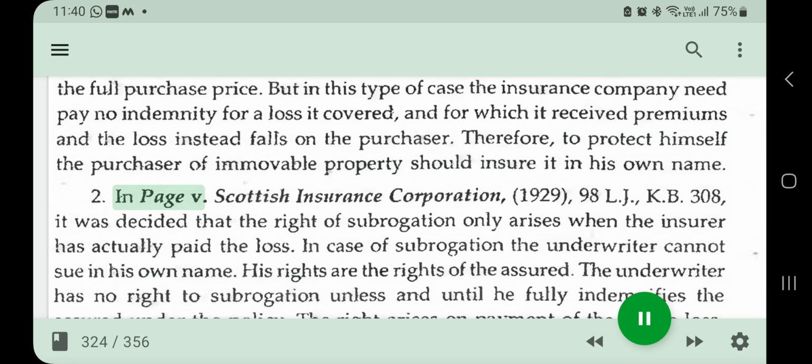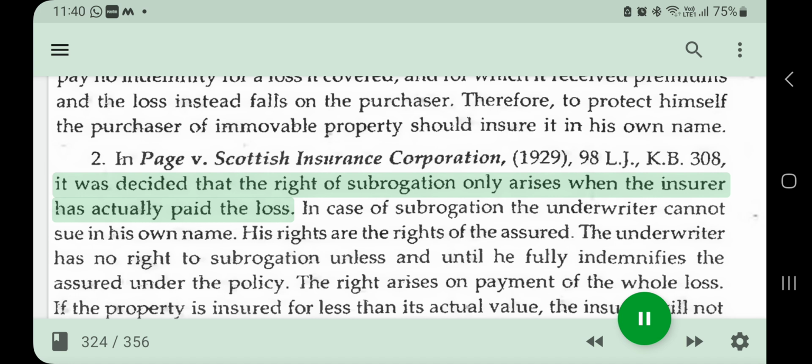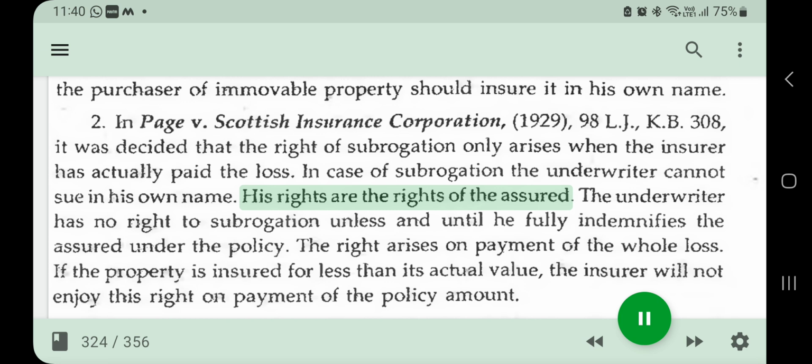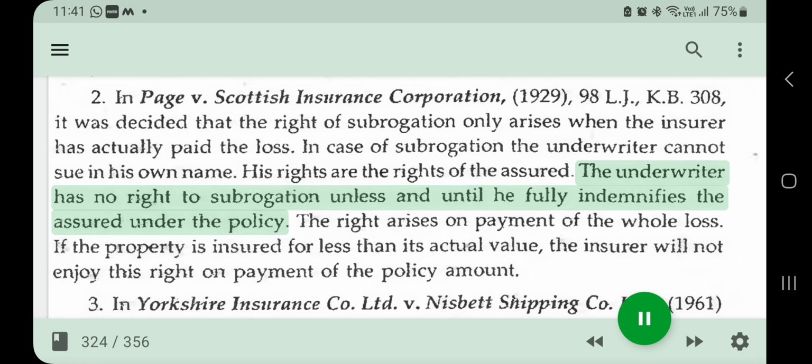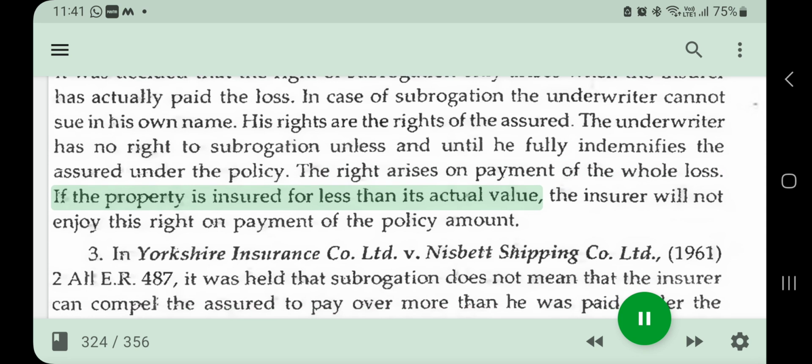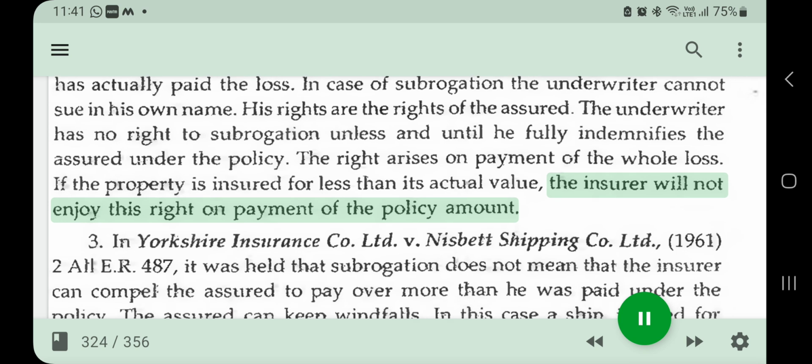2. In Page v. Scottish Insurance Corporation, 1929, 98 LJ KB 308, it was decided that the right of subrogation only arises when the insurer has actually paid the loss. In case of subrogation, the underwriter cannot sue in his own name. His rights are the rights of the assured. The underwriter has no right to subrogation unless and until he fully indemnifies the assured under the policy. The right arises on payment of the whole loss. If the property is insured for less than its actual value, the insurer will not enjoy this right on payment of the policy amount.